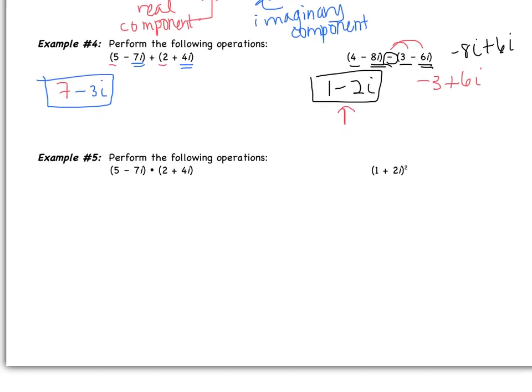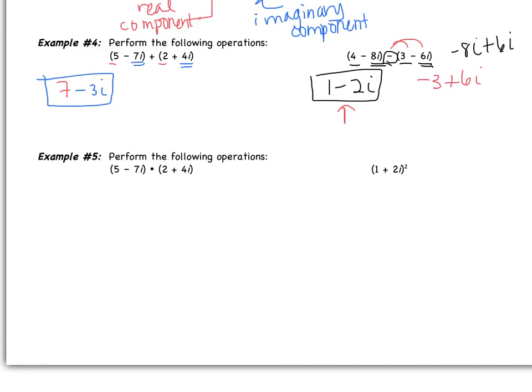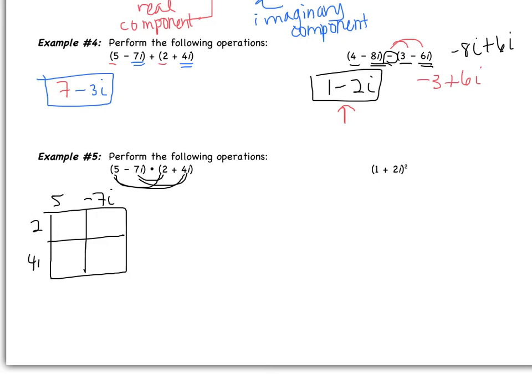So example 5 is with multiplying complex numbers. So the first example, I'm multiplying 2 complex numbers. Some of you like to do the arcs, which you are welcome to do. I personally do the box. So I have 5 subtract 7i and 2 add 4i. 5 multiplied by 2 is 10. 2 and negative 7i is negative 14i. Then we have 20i and negative 28i squared.